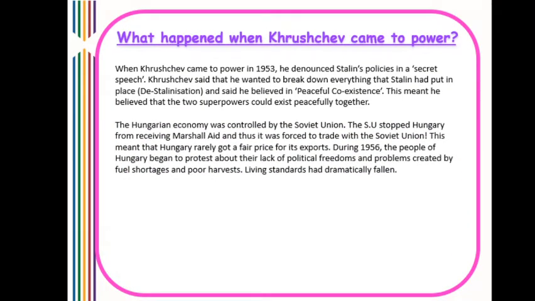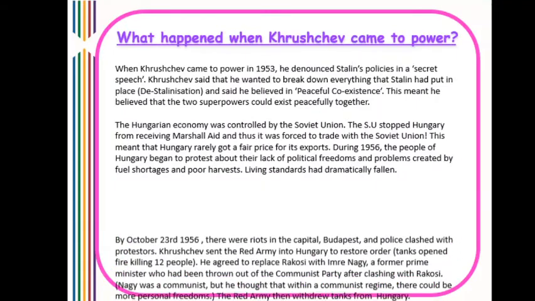peacefully together. The Hungarian economy was controlled by the Soviet Union, and the Soviet Union stopped Hungary from receiving Marshall aid, and thus it was forced to trade with the Soviet Union. This meant that Hungary rarely got a fair price for its exports. During 1956, the people of Hungary began to protest about their lack of political freedoms and problems created by fuel shortages and poor harvests. Living standards had dramatically fallen.